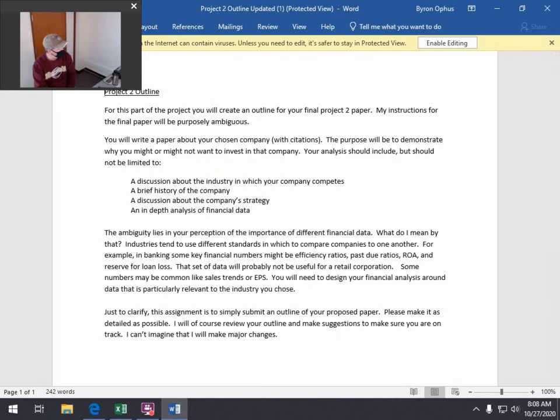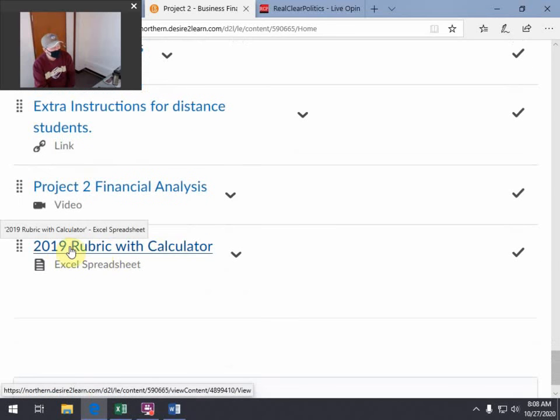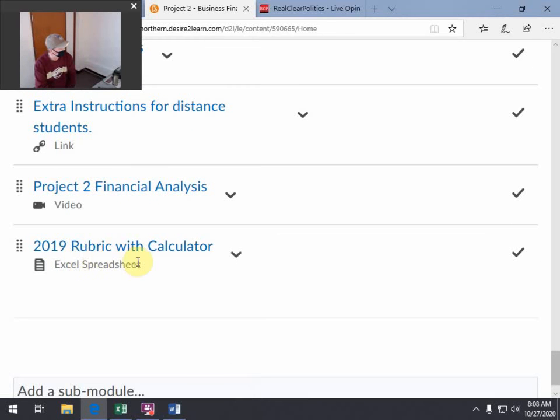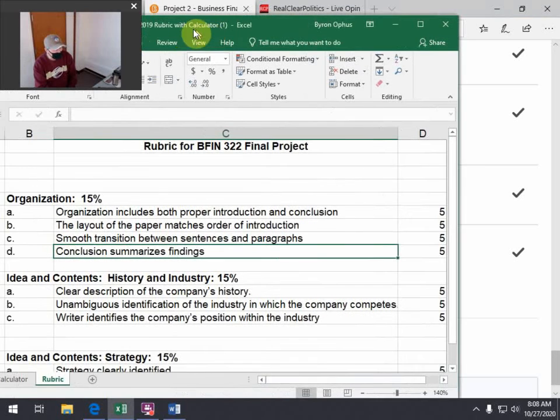So what I really want you to do, and it's in the deal here, is come down here at 2019. I'll have to change that to 2020, but the rubric should stay the same. Sometimes I'll change a little bit. I read through it and say I didn't really like that, so I might. But the category weights will stay the same. That part won't change. I just may add or detract some ways I look at it. So you may want to take a look at that.